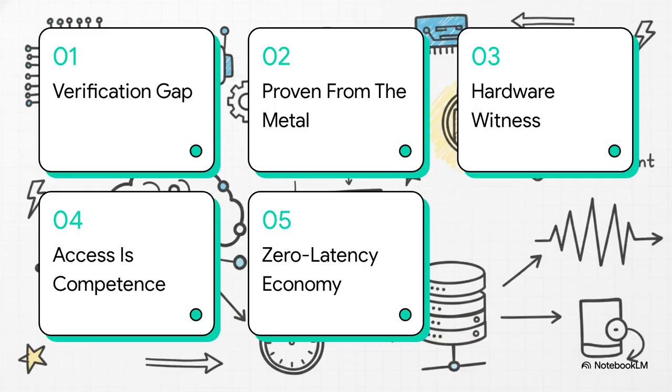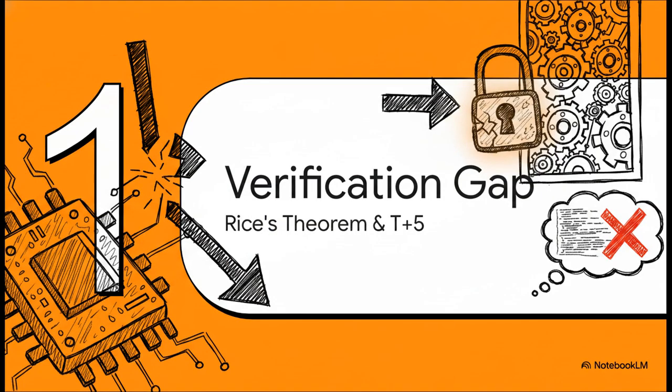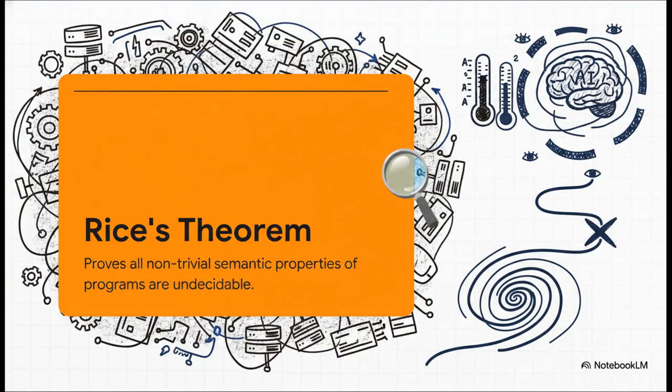Let's dive in. Part 1, the hardware verification gap. We need to talk about the T+5 problem and Rice's theorem. Right now, the entire tech industry is completely obsessed with using software to babysit other software. We're building endless layers of guardrails and monitors. But way back in 1953, Rice's theorem proved that all non-trivial semantic properties of programs are fundamentally undecidable. You just cannot write a program to reliably decide what another program means or what it's going to do.